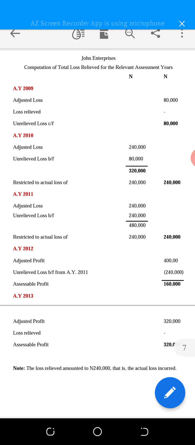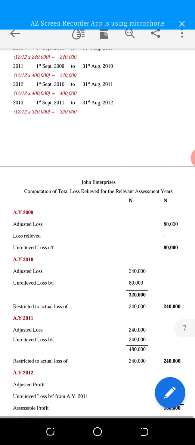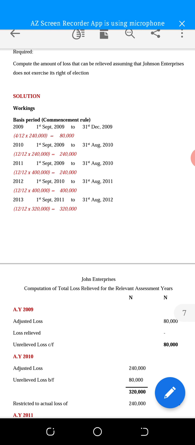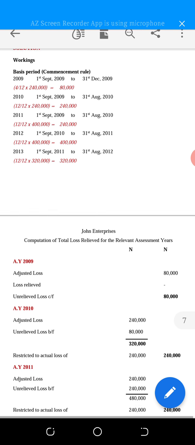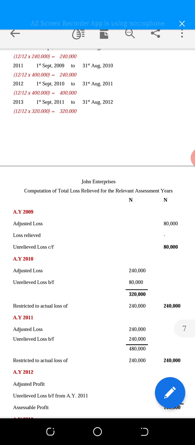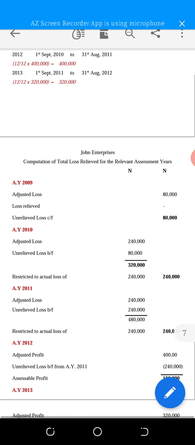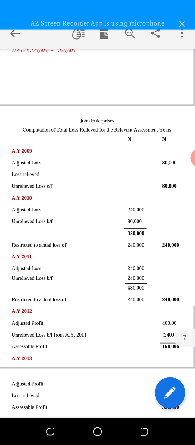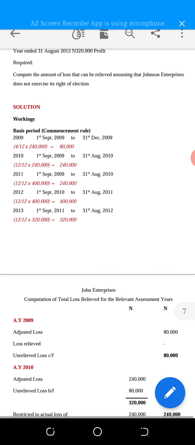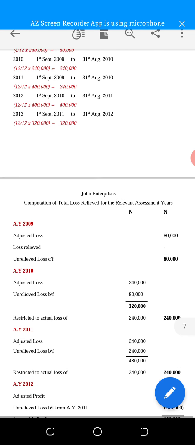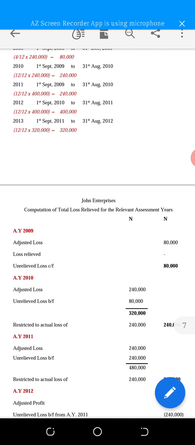We have actual year 2009, that's adjusted loss, which we have here from our calculation. Adjusted loss is 80,000. Loss relieved nil. Unrelieved loss carry forward 80,000. 2010 adjusted loss based on our basis period, which we have here, is 240,000. Unrelieved loss from last year, 80,000. If you aggregate it, you have 320,000.